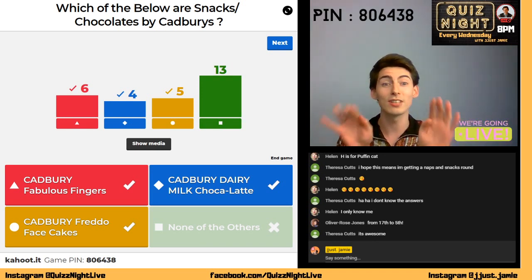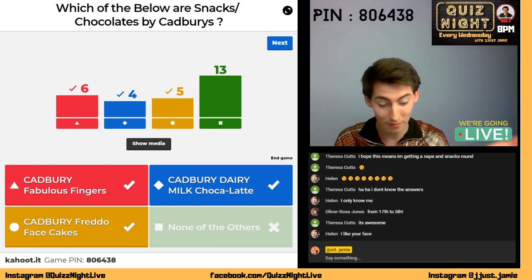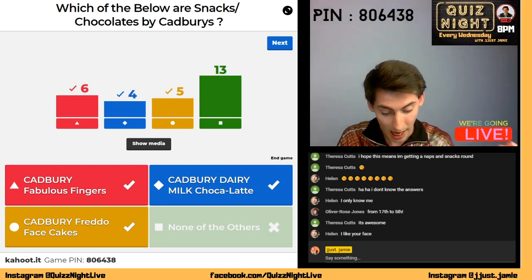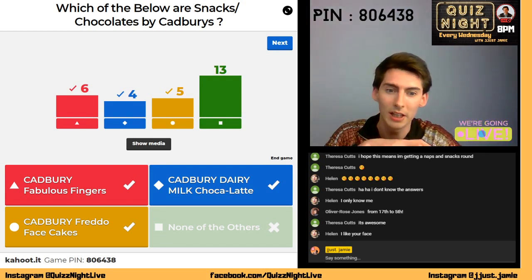Okay, so Fabulous Fingers are normal fingers. They've got white chocolate and milk chocolate on them, which makes them fabulous. Chocolates is Dairy Milk with coffee-flavoured cream inside them. And Freddo Face are like these soft kind of biscuits with chocolate filling in them.